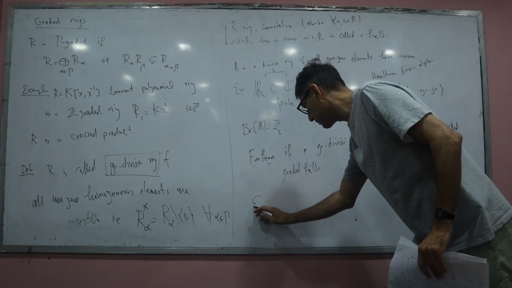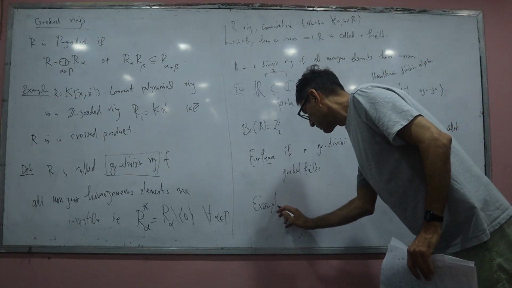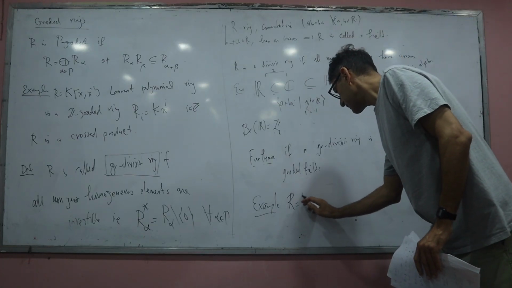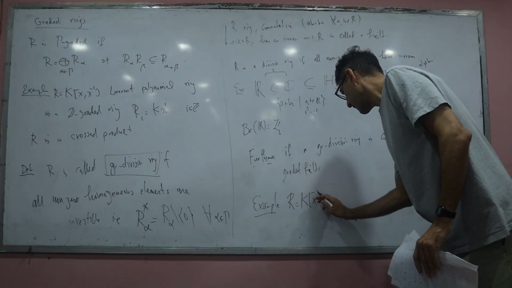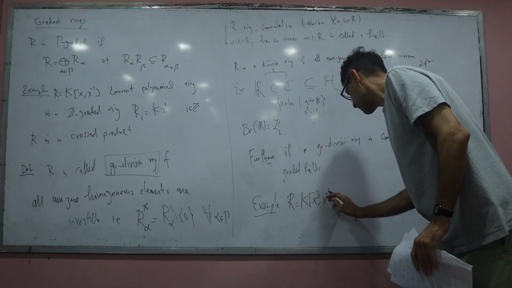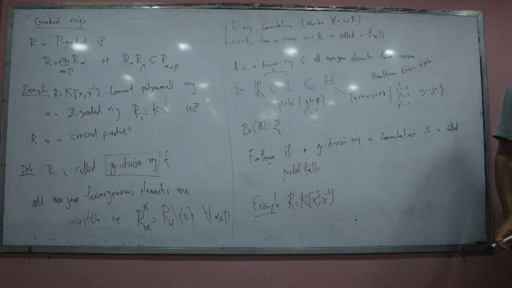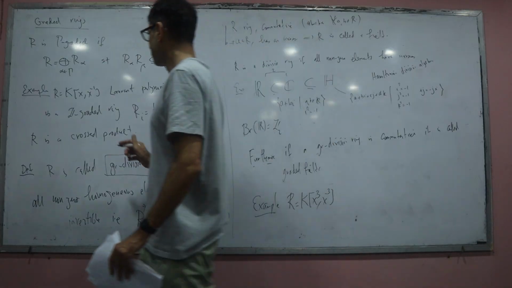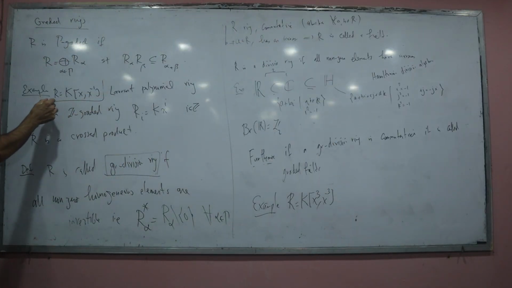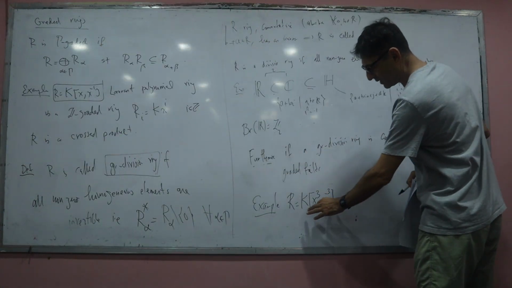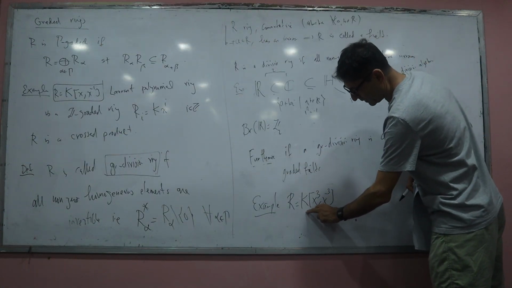Example, and this example might give you some clue. Look at this one. R is k[x^3, x^-3]. Can you imagine what I mean by this one? Isn't that ring also graded division? Say Laurent series polynomials? Laurent series polynomials? Okay. Let's first of all understand what the elements here are. What do I mean by this?